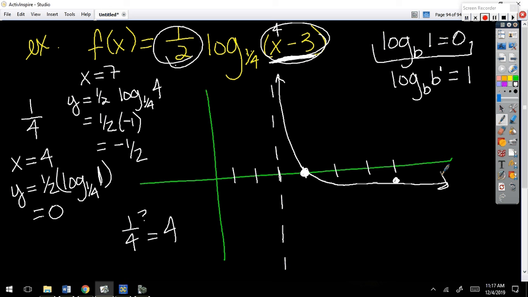The domain is the one this time. Remember before the domain was negative infinity, infinity, and the range was restricted? Now it's flipped because they're inverses. What was x is now y, and what was y is now x. So my domain here is from 3 to infinity, and my range is not restricted.